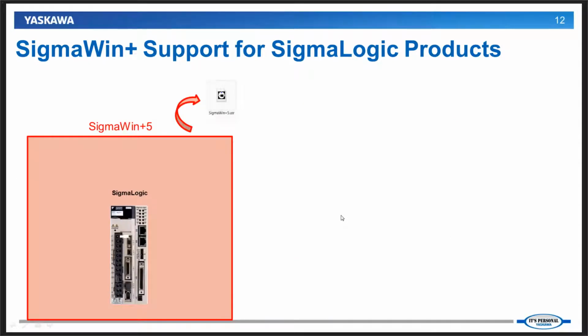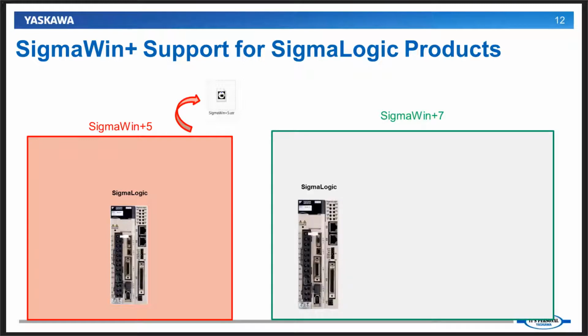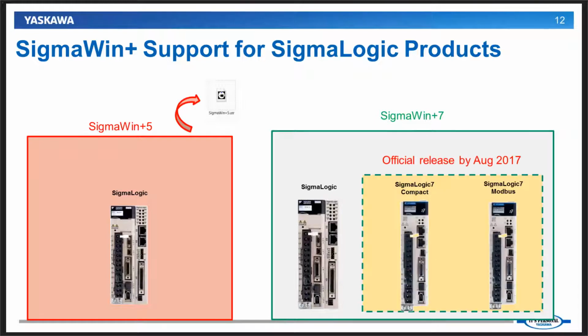So what product does SigmaWin plus software support? We get this question a lot. SigmaWin plus 5 will support Sigma 5 based SigmaLogic controller, but SigmaWin plus 7 will also support the traditional SigmaLogic, and right now SigmaLogic 7 family of products are not supported in SigmaWin plus 7.